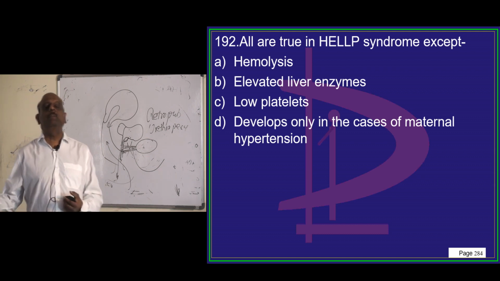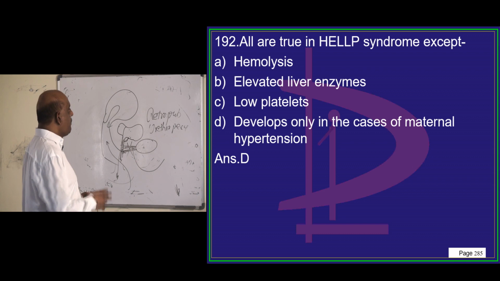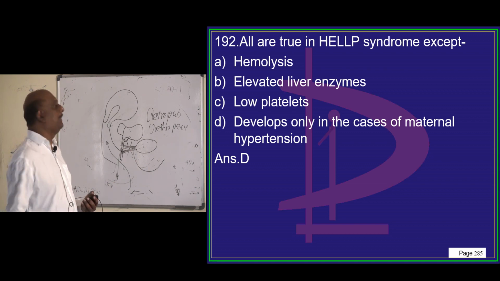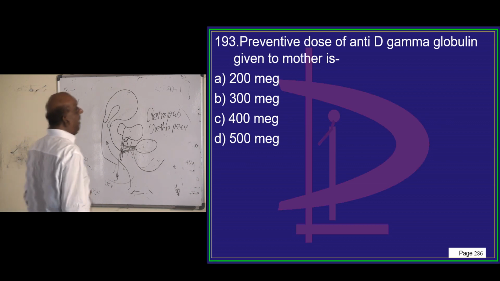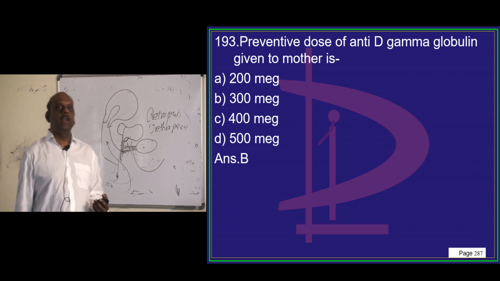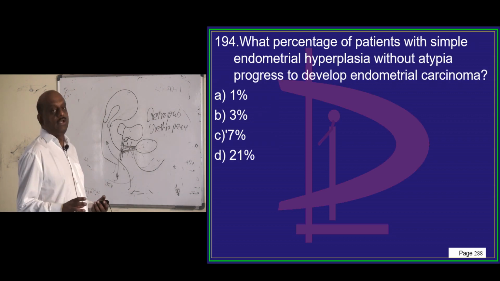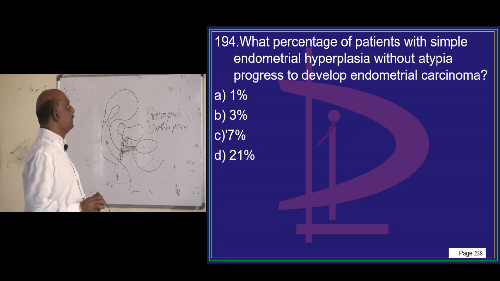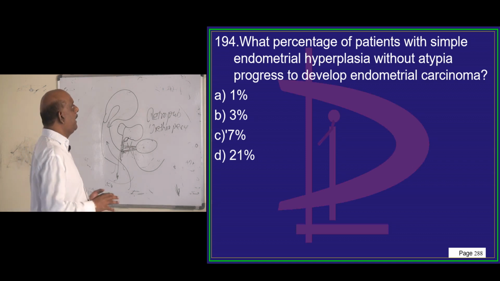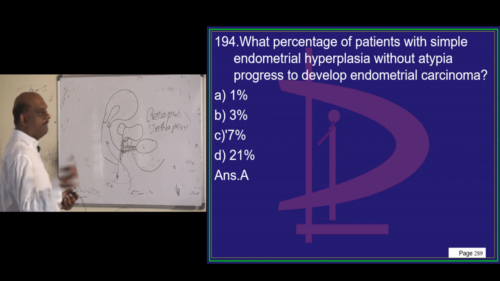In HELLP syndrome, what do you see, doctor? H is hemolysis, E is elevated liver enzymes, LP is low platelets. Anti-D gamma globulin preventive dose kitna hota hai? 300 micrograms. What percentage of patients with atypia will go into endometrial carcinoma? Endometrial hyperplasia without atypia can go into endometrial carcinoma only 1%.